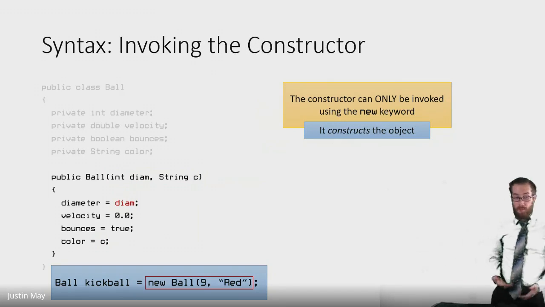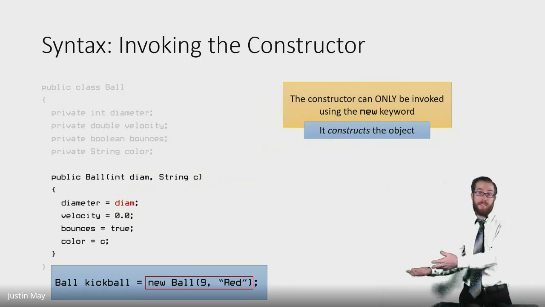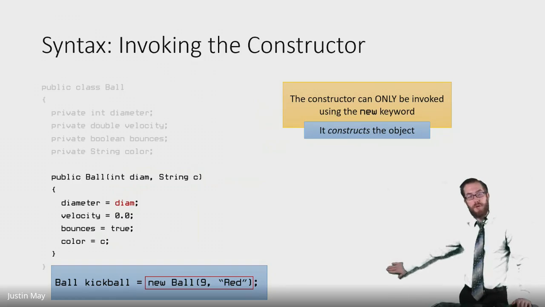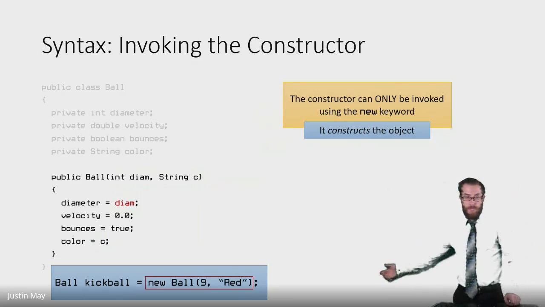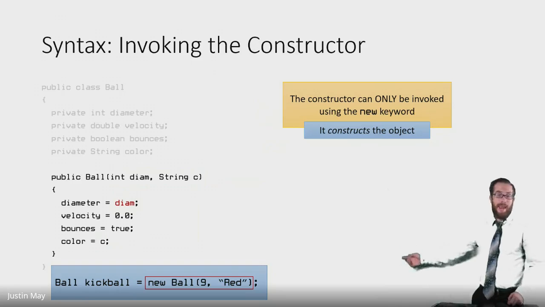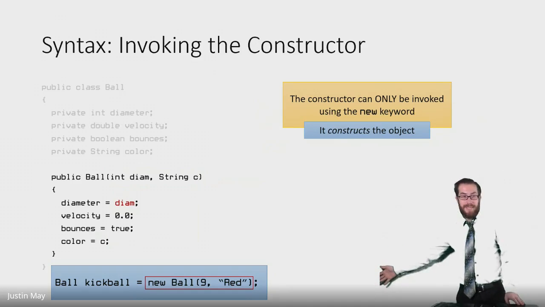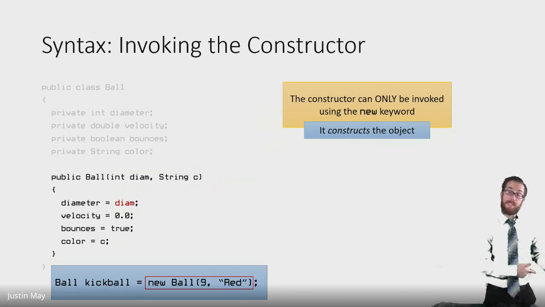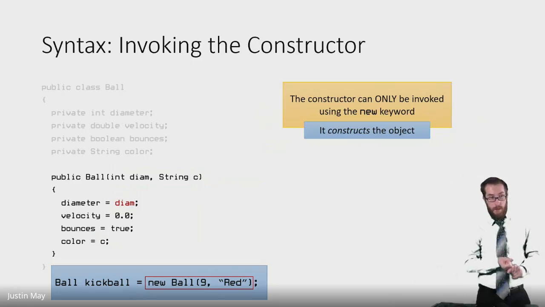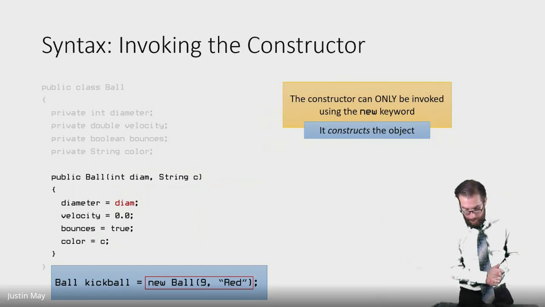So where do the values for the parameters come from? When you invoke a method, the arguments get passed to the parameters. Well, when we use the new keyword and we say new Ball, that's invoking the constructor. And we put the arguments within those parentheses, and those arguments get passed up and assigned to the parameters of the constructor. So in this example here, the value of diam will be 9, and the value of c will be red, and we'll use those values to initialize the instance variables, diameter and color, while velocity and bounces get some default values as defined by the constructor here.